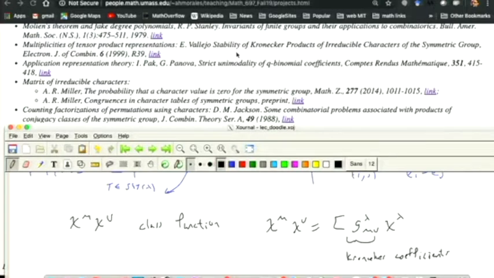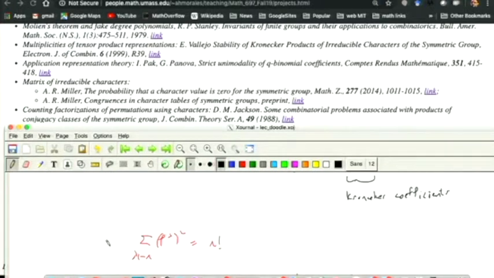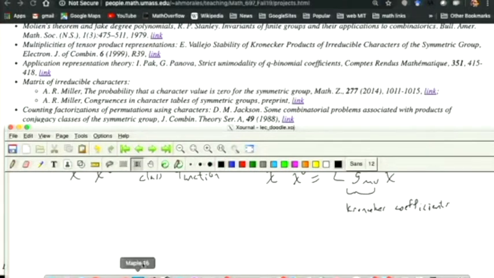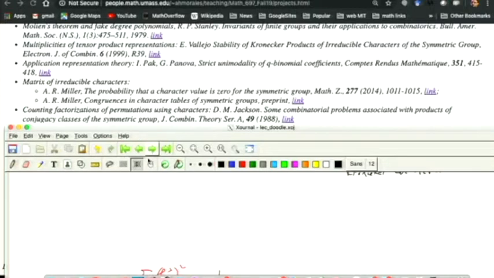Okay, so the next paper is an application of representation theory, a recent application. This is a paper by Igor Pak and Greta Panova about strict unimodality of q-binomial coefficients. It's a short paper, but if this one is chosen, I'll give you some other readings. So recall that the binomial coefficients n choose k count the number of k-subsets of 1 up to n. There's a q-analog of the binomial coefficient, which we denote with these square braces.